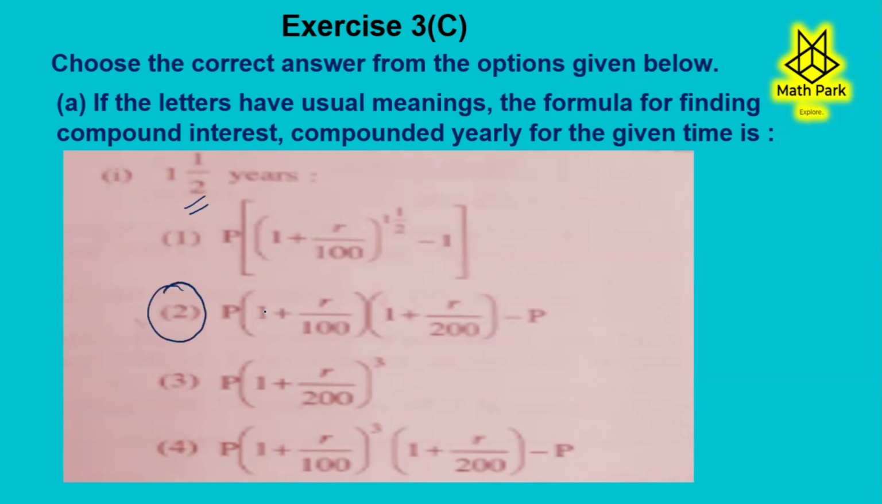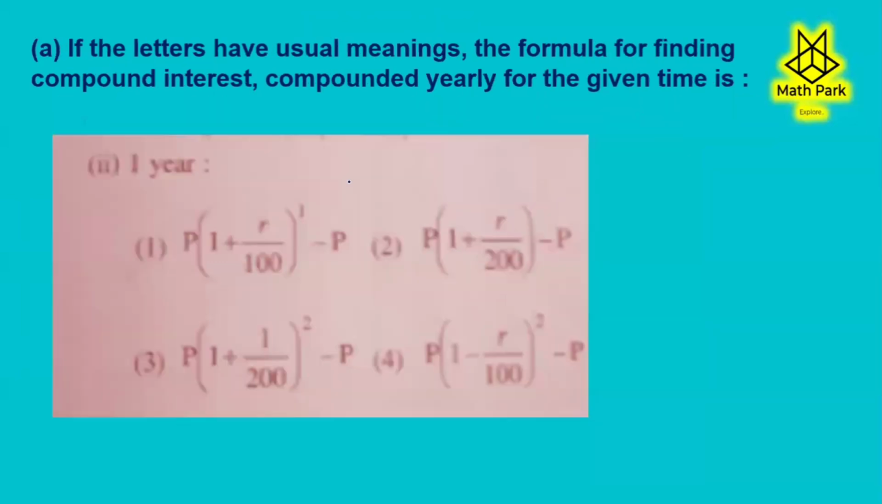For 1 year, P in bracket 1 plus R upon 100. And for half year, we use the half yearly formula R upon 200 minus P. So P in bracket 1 plus R by 100 into 1 plus R upon 200 because the next half year is left. Got it? So this is the formula that we'll be using to find the compound interest when it is given yearly and the number of years are in fraction.